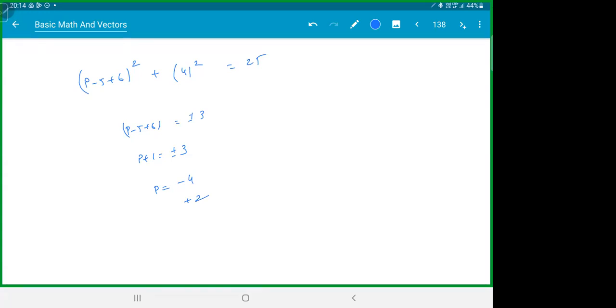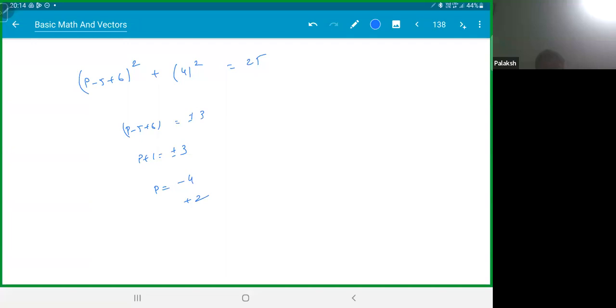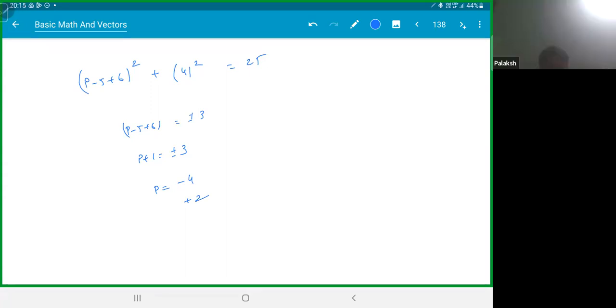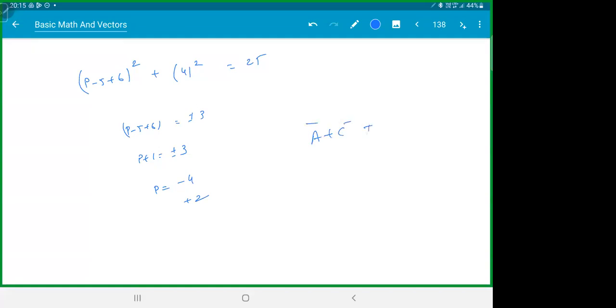Sir, can it be A plus C minus B? See, what is the problem with A plus C? That will give you minimum. Okay, that's minimum, right? Minimum is A plus C minus B, right? Maximum is A minus C plus B. Minimum is A plus C minus B or plus B. Both are right. A plus C plus or minus B.